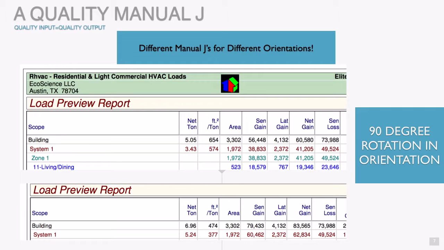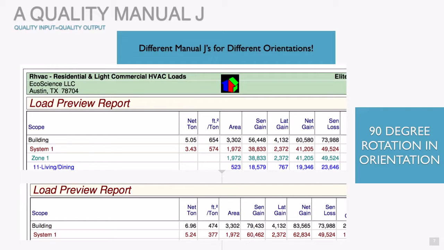So look at that net gain column. Here we've got about 60,000 BTUHs for this first orientation, which I guess we had the front door facing north, and then we rotated the building 90 degrees so that the front door was facing east. And this resulted in almost 84,000 BTUHs for this second iteration of the load calculation.